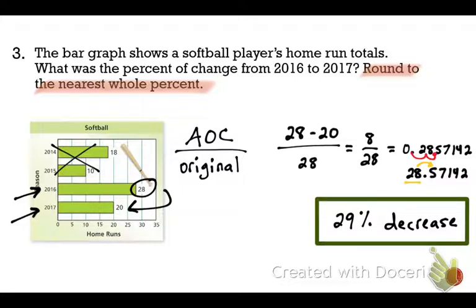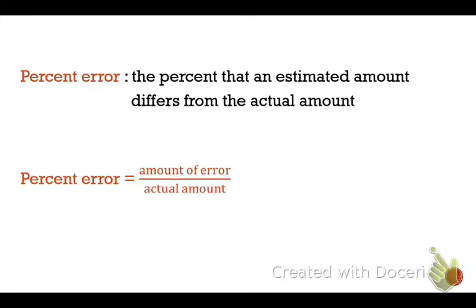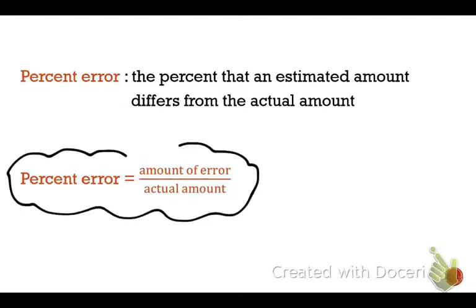All right, we're going to go on to a new idea now. What I'd like you to do is please take out your red pen and write down the formula for percent error, and then we'll talk about this in just a minute. Okay, so the next idea is percent error. This is the percent that an estimated amount differs from the actual amount. If you would, take your pencil and draw a cloud around this formula. The percent error formula is the amount of error divided by the actual amount that something is supposed to be.